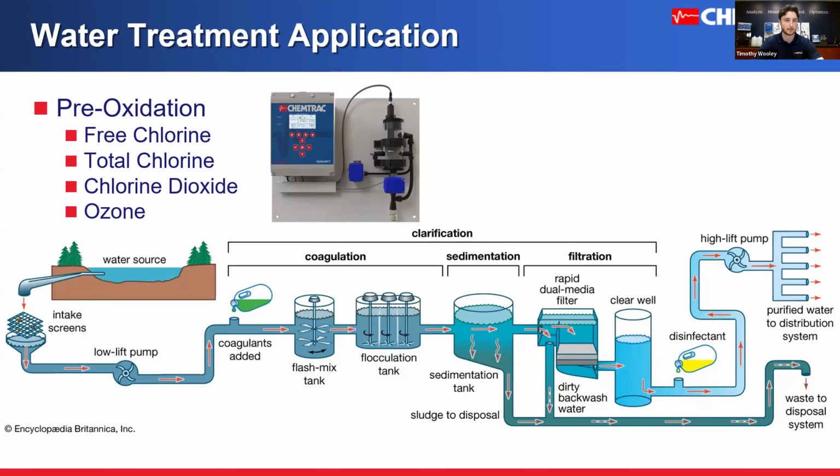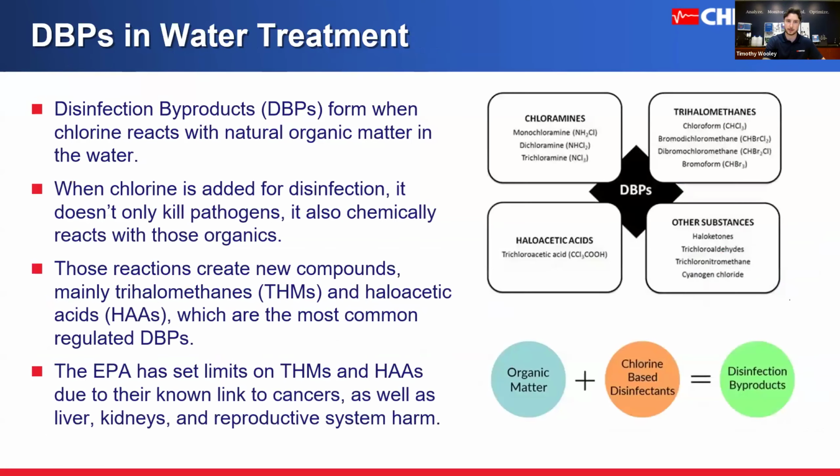So for this reason, some water treatment plants might choose to not add chlorine at this step of the process, or add something like ozone at this point in the process because it reduces the risk of creating those DBPs. And I think it's important to stop here and discuss a bit of DBPs. How are they formed and why do we want to avoid them?